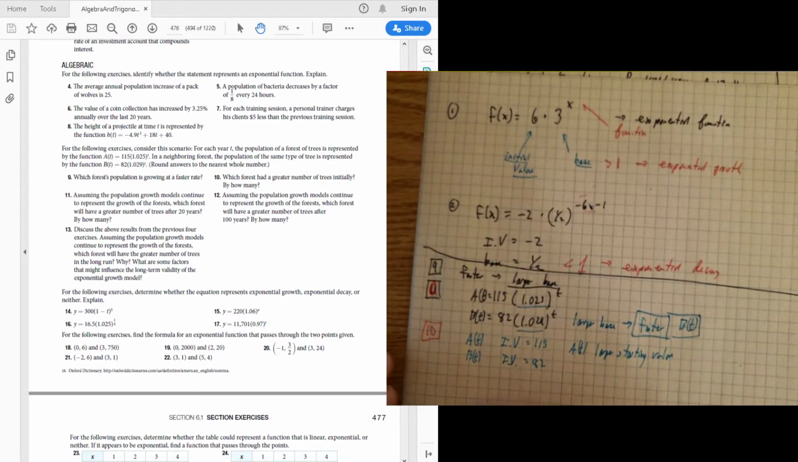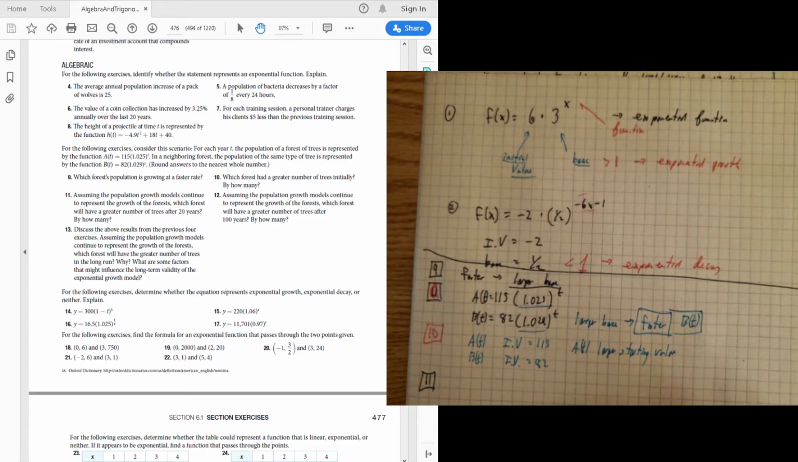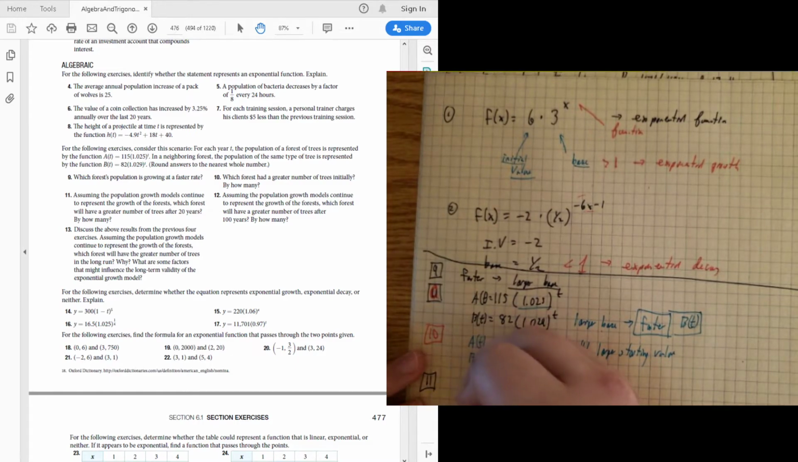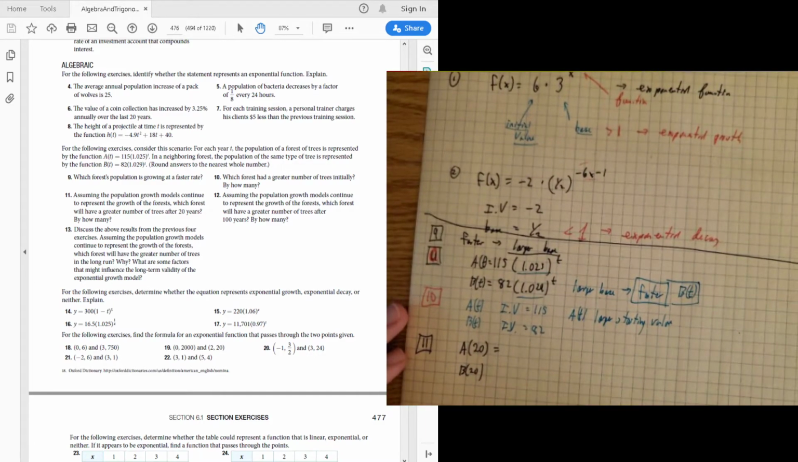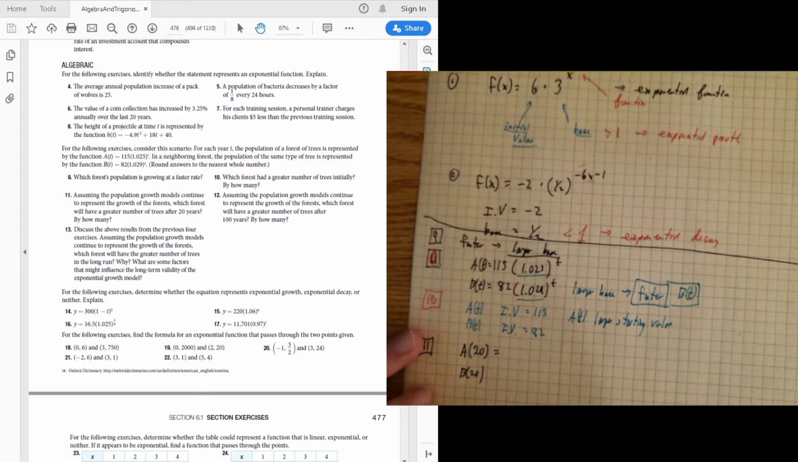Now let's ask about number 11. Number 11 and number 12 are both really similar, so if you can do number 11, you can do number 12. Number 11 asks, assume the population models continue, which forest will have the greatest number of trees after 20 years? What this means is, what happens after 20 years of time to each of these formulas? So for number 11, it's really asking us to simply insert into this function the number 20.